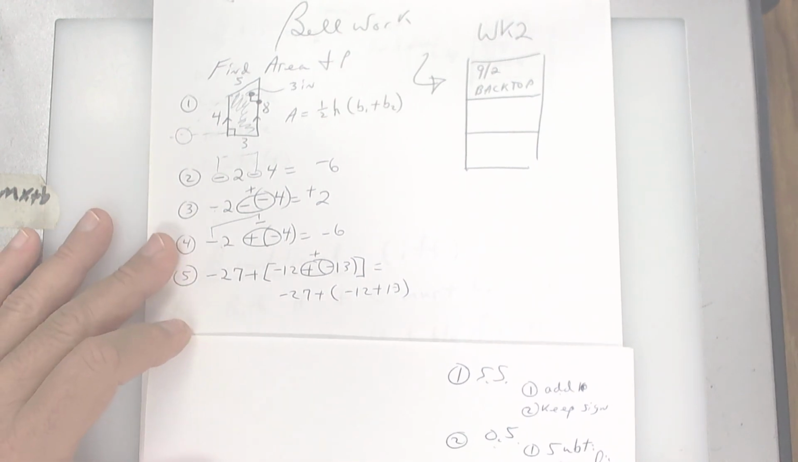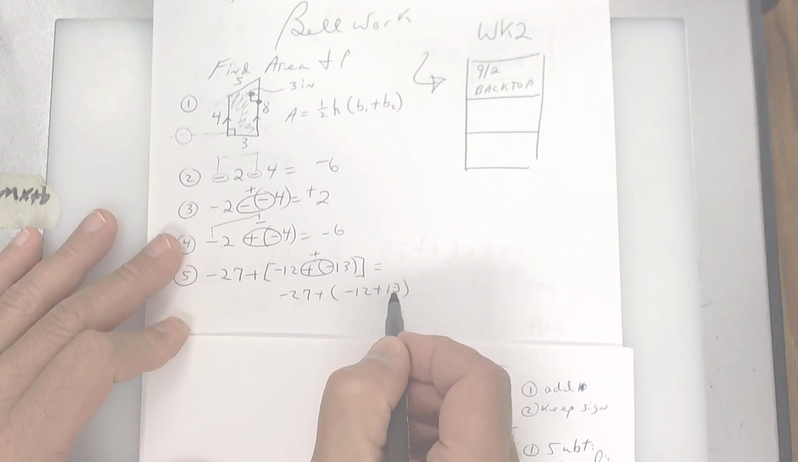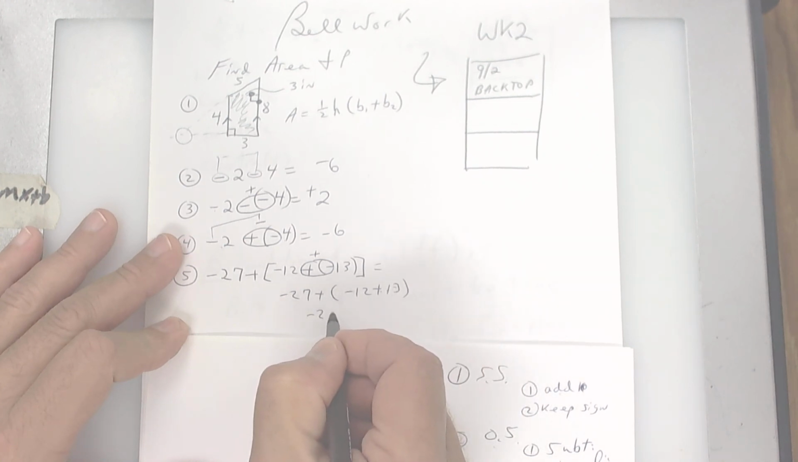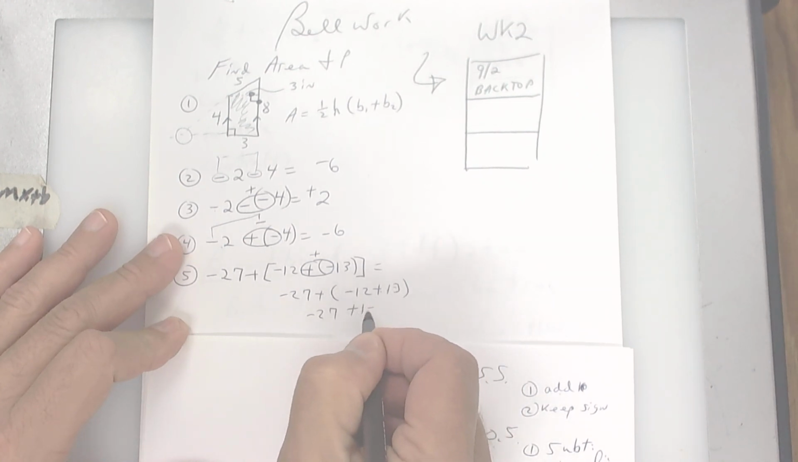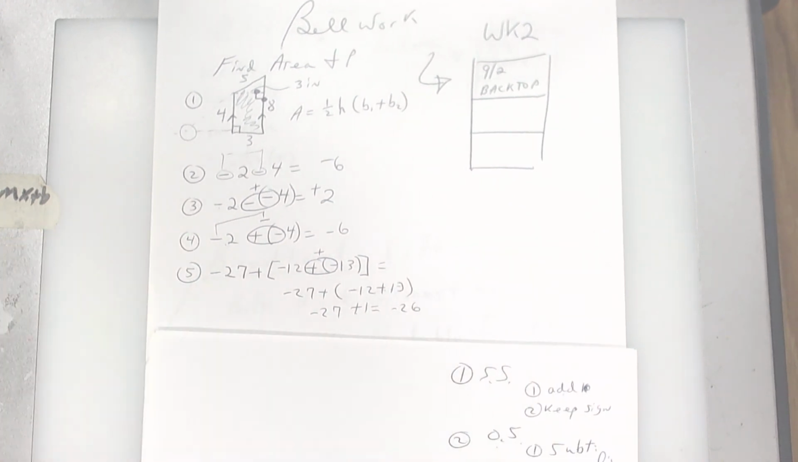Okay? Next, these are opposite signs, so I subtract, and I have more positive. So it's going to be a -27 plus 1 gives me, these are opposite signs, so that gives me a -26. I have more negative. And that's all we're doing today.